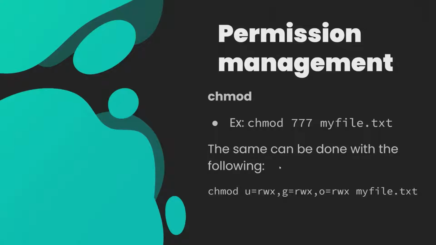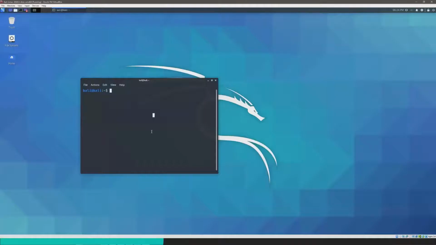The same can be done with the following. chmod user equals read, write, execute, comma, group equals read, write, execute, comma, others equals read, write, execute. So it's longer, and some people might not like that, but it's much more descriptive and easier to memorize when you're actually changing permissions of several files. So I'll demonstrate that to you real quick.